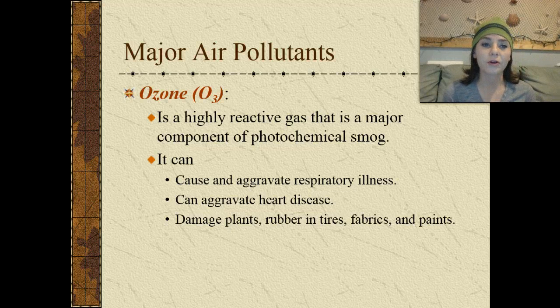So there's also ozone, or O3. This is a highly reactive gas, and it's a major component of photochemical smog. It can cause and aggravate respiratory illnesses, especially asthma. So a lot of people have asthma nowadays, and a lot of times they actually get asthma because of all of the pollutants that are in the atmosphere. Ozone can also aggravate heart disease, and it can damage plants, the rubber in our tires. It can also damage fabrics and paints.